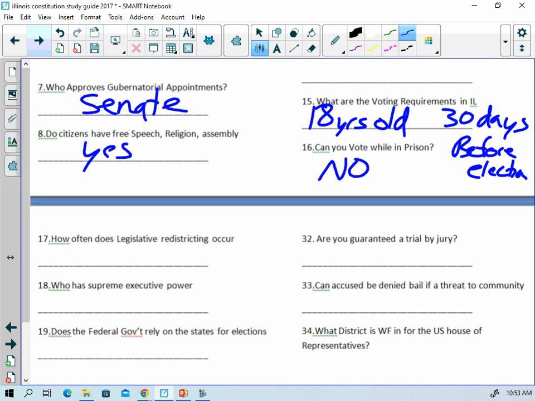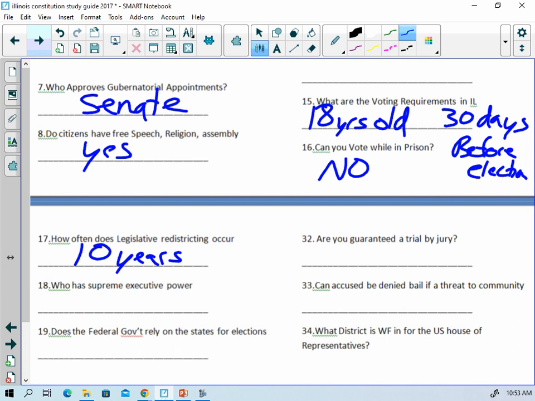No. How often does legislative redistricting occur? Every 5 minutes. Close. No, it's every 10 years. Every 10 years, what do we do? That's what she said. Good job. What do we do every 10 years?